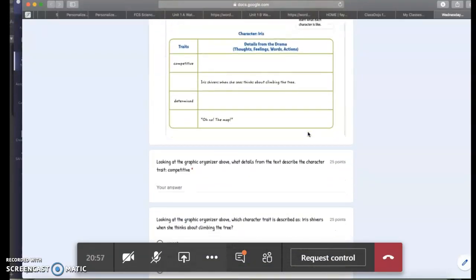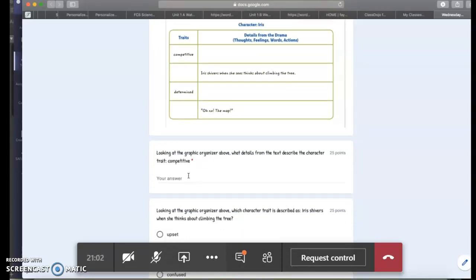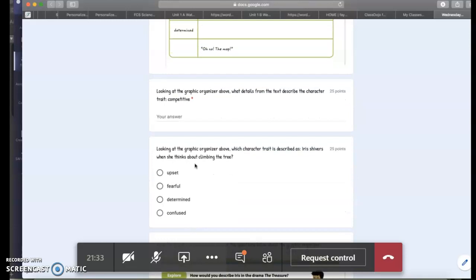And so one of the things I want to make sure I went over were the questions. This first question, looking at the graphic organizer above, asks what details from the text describe the character trait competitive? Wow, we just went over that. So hopefully you were understanding and paying attention, because we actually just went over it. Make sure you are using the details from the text. Do not describe to me what competitive means, because we know what competitive means. We want to see if you know how to track our character and the motivation behind why Iris is competitive. That was my timer there, but make sure that you are doing that.